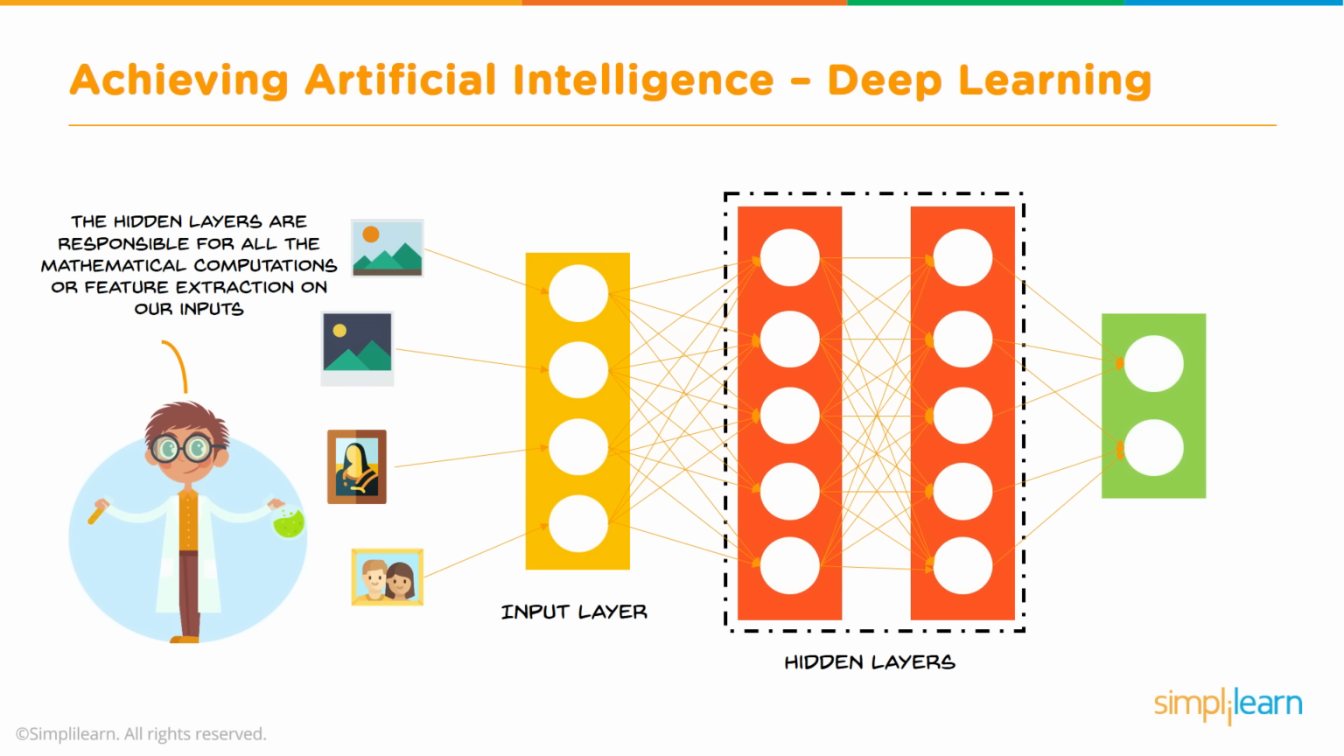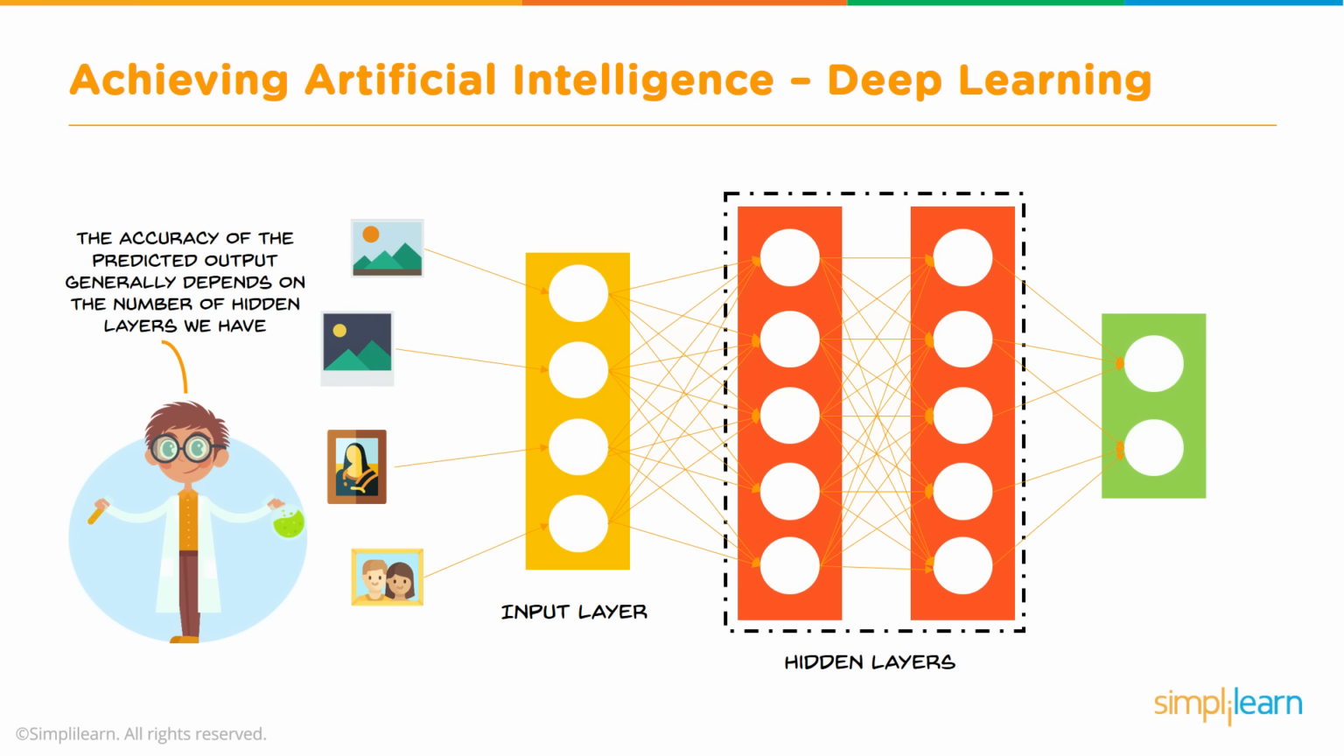And you might ask, well, why do we have multiple hidden layers? Well, the hidden layers function as different alternatives to some degree. So the more hidden layers you have, the more complex the data that goes in and what they can produce coming out. The accuracy of the predicted output generally depends on the number of hidden layers we have. So there we go. The accuracy is based on how many hidden layers we have. And again, it has to do with how complex the data is going in.